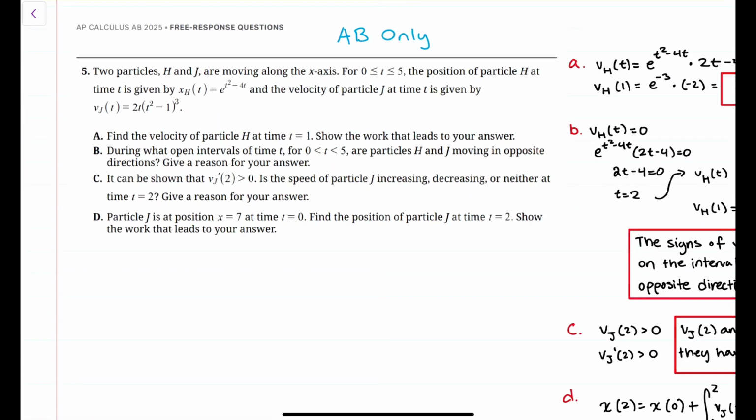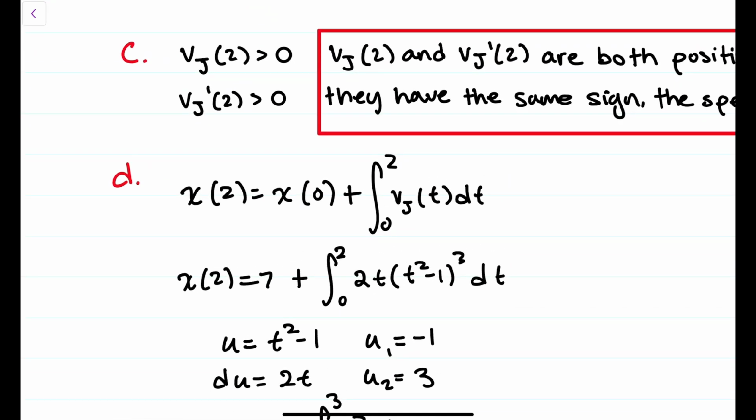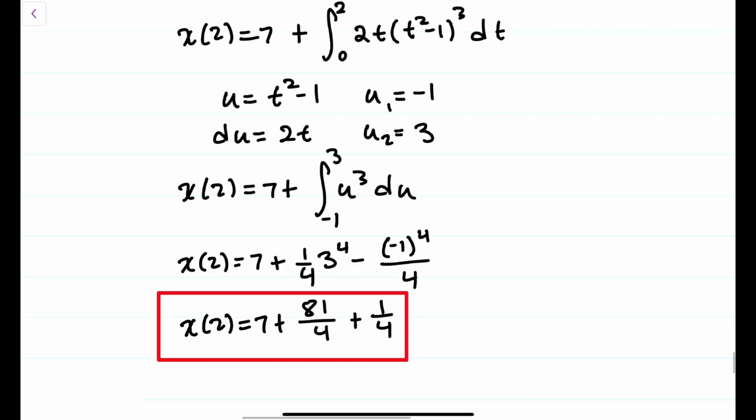For part D, it says particle j is at position x equals 7 at t equals 0, and we want to find the position of particle j at time t equals 2. So this is just like the fundamental theorem of calculus. So x of 2 is equal to x of 0, the initial position, which is 7, as it tells us in the question. Then we integrate v of j of t dt from 0 to 2. We do some u substitution, and we can get that x of 2 is equal to this right here.